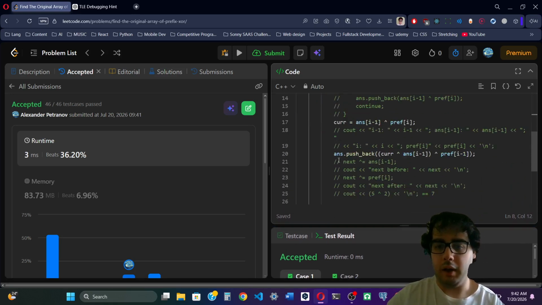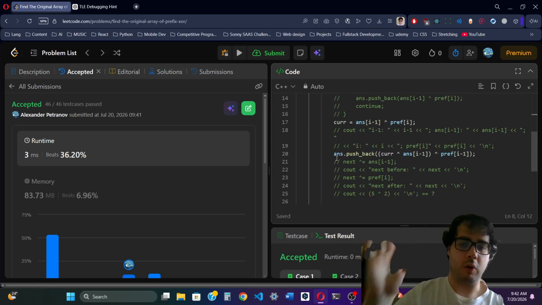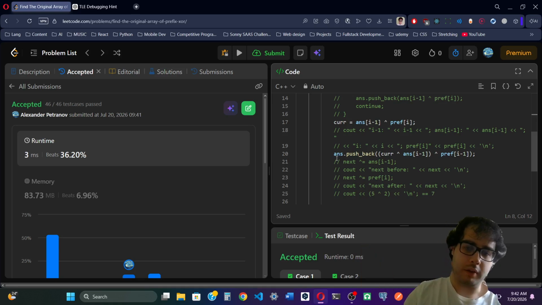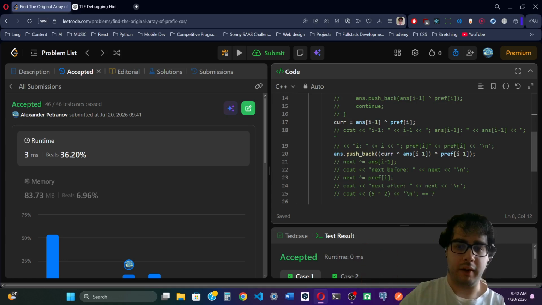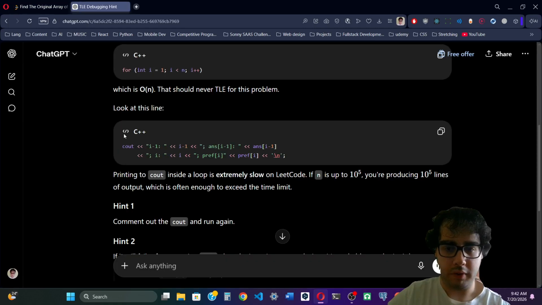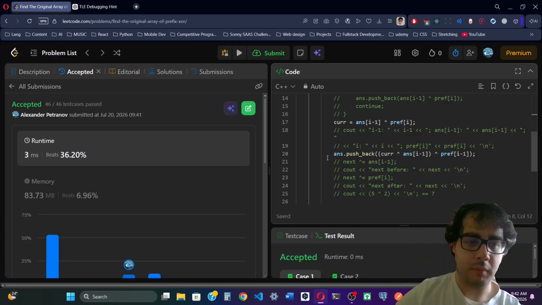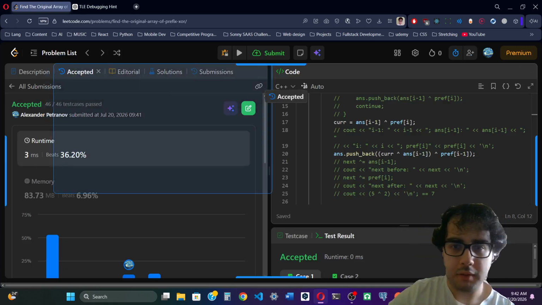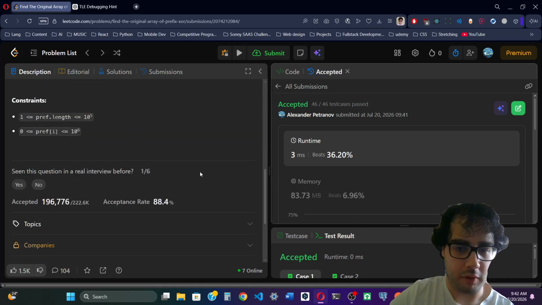Okay, guys. So basically, I solved it. I'm gonna say I definitely solved it all by myself, which I'm happy about. I just had no idea that printing inside of C++ like this on LeetCode is very slow. But now I'm gonna know that. And I definitely solved that all by myself, so I'm proud of myself.